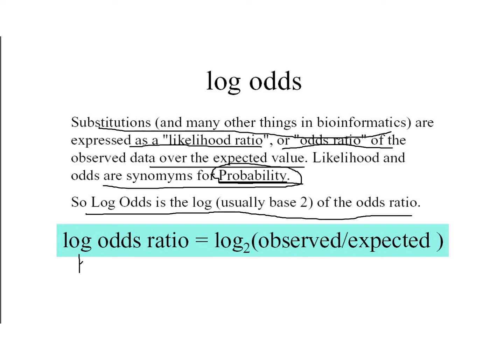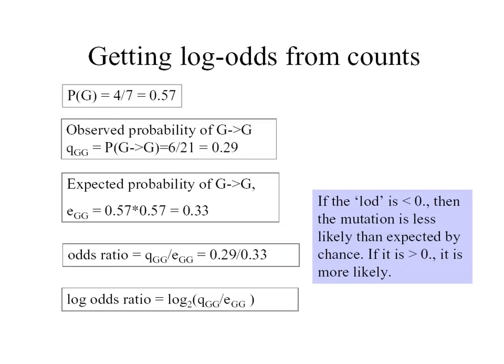This is how we calculate the log odds values for substitution or mutation counts. This is something probable that may change a little from time to time. So how do we get the log odds from the counts? Let's say we have this PG value, which is 4 by 7, which comes out to be 0.57, and the observed probability of G to G, as we calculated it, is 0.29. And the expected probability is this much.